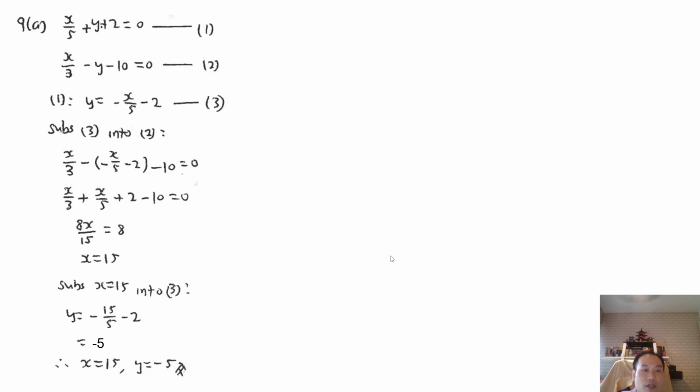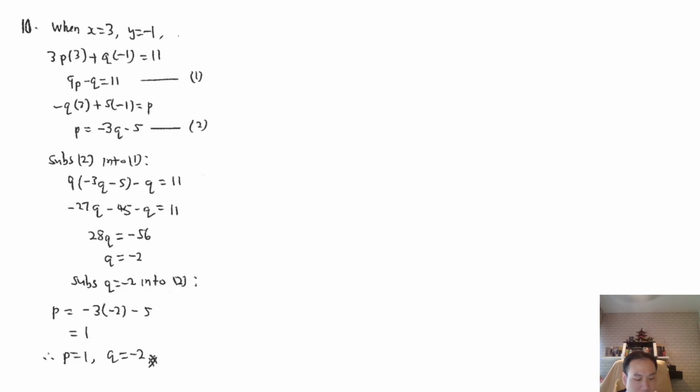Okay, now moving on to the last question of this particular assignment that I gave you, which is question 10, right? Question 10, the situation is this. They tell us that x equals 3 and y equals negative 1 is a solution. Okay, means the question tells us what is the solution. Then they give us a pair of simultaneous equations, and we are supposed to find the unknowns p and q. So what does this mean, right?